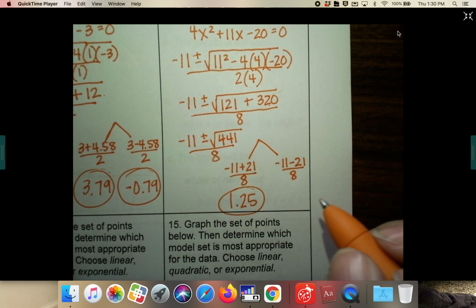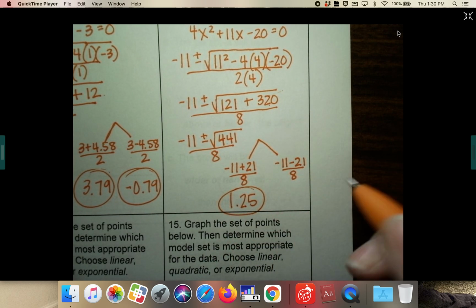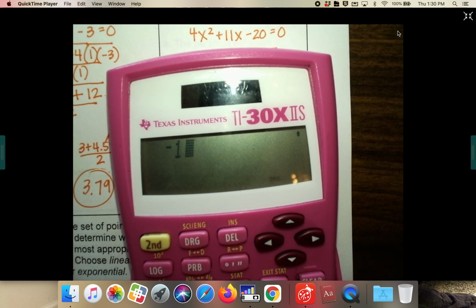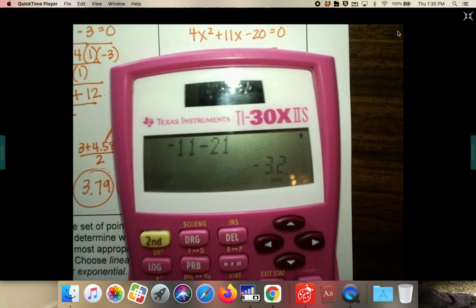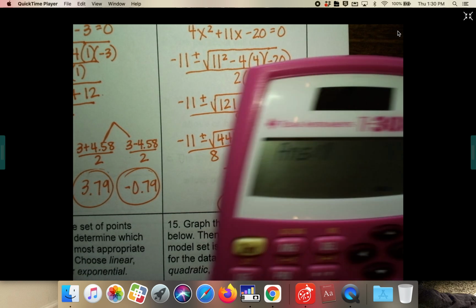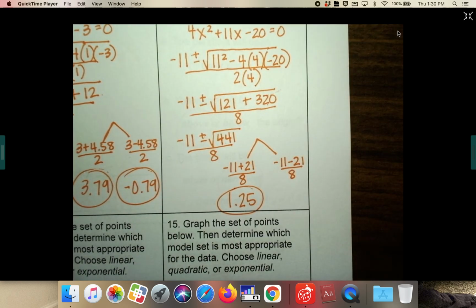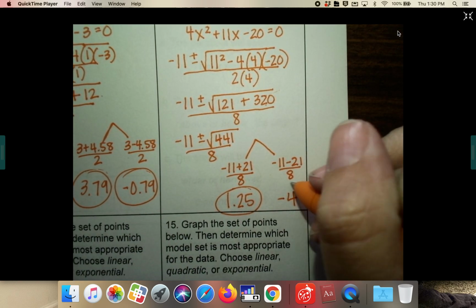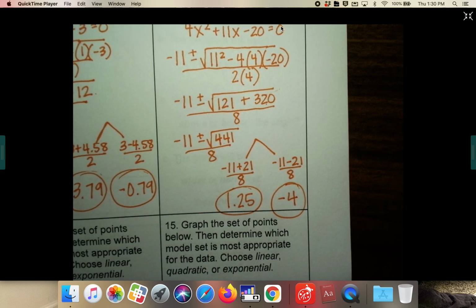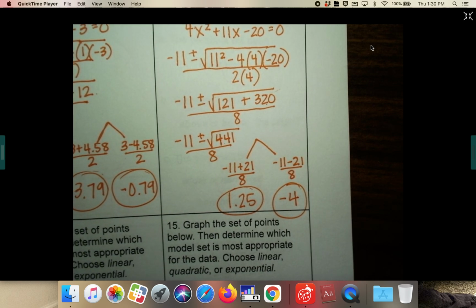1.25. Good, that's already rounded to the nearest hundredth. Negative 11 minus 21, divided by 8 equals negative 4. Okay, there we go on that one. Now let's do it one more time.